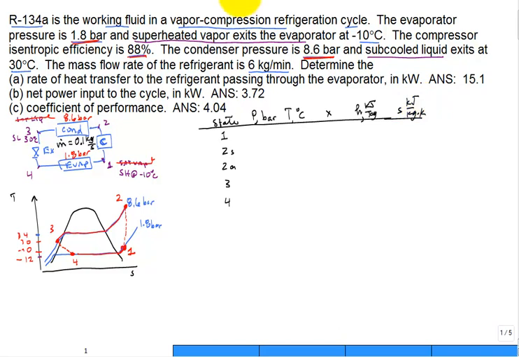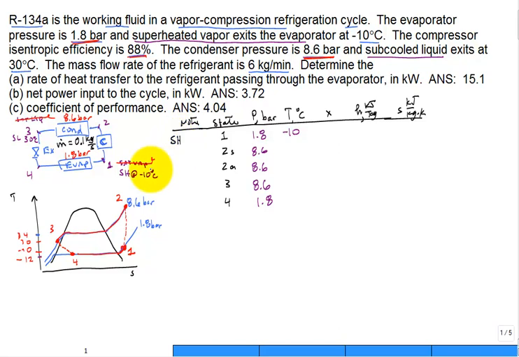Let's go ahead and put that information in first. The pressures. Pressure at 1, well, that's our 1.8. And then it jumps up to 8.6, 8.6, 8.6, and then back down to 1.8. So we have all of our pressures. The temperature, well, at state 1, it was coming out slightly superheated at -10, and we don't know what happens after that. I mean, if you wanted to, you could make a little note. I like to do that. Put a note out here, and then say, okay, this is slightly superheated.